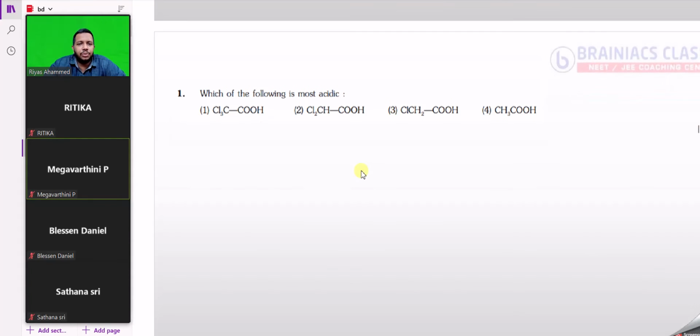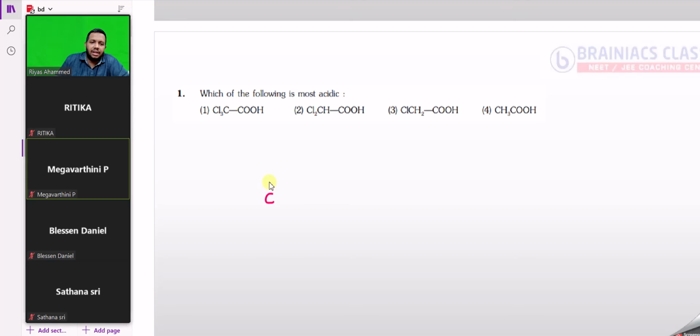Now let's go to the next question. Try to tell me the answer for this question. Which of the following is most acidic? So we know that all carboxylic acid groups are acidic in nature, but still we can comment from the given carboxylic acids which one is more acidic, using which effects, minus I effect or resonance effect, we can make use of it and tell. So let's analyze option 1.